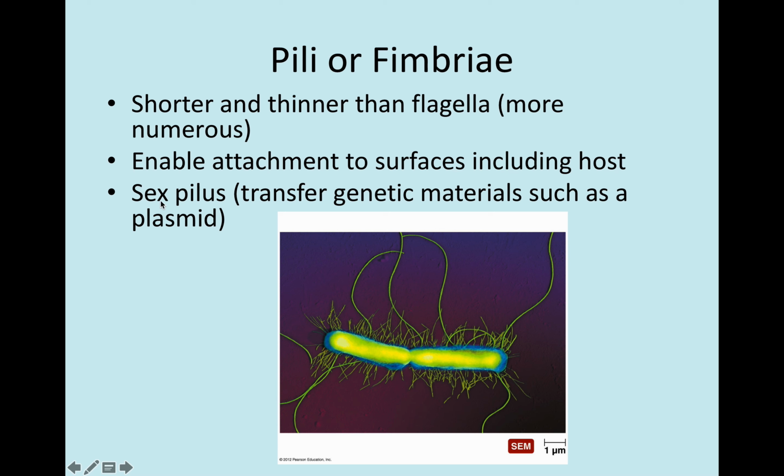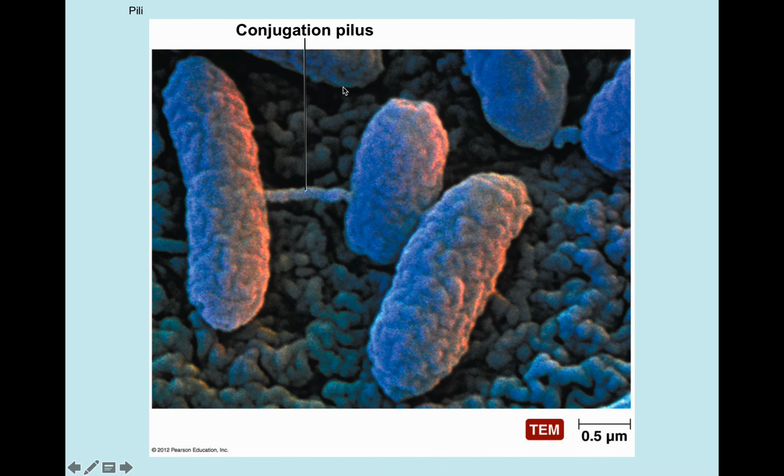Some bacteria produce specialized pili, known as the sex pilus, and these can transfer genetic material such as plasmids through a specialized pilus into another bacteria. We call it a sex pilus, but it is not a form of sexual reproduction. Here they indicate this pilus highlighted as a conjugation pilus. This would be what we refer to as the sex pilus that I just mentioned.